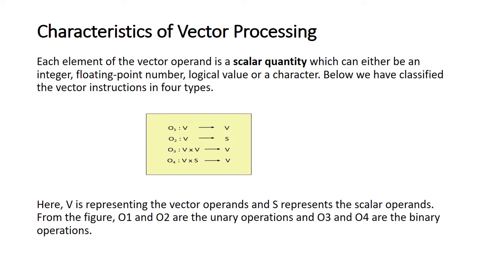Below we have classified the vector instructions into 4 types, where O1 is V to V, O2 is V to S, O3 is V scalar to V, and finally O4 is V scalar to S to V. Here V represents the vector operands and S represents the scalar operands. In the figure, O1 and O2 are the unary operations and O3 and O4 are the binary operations.